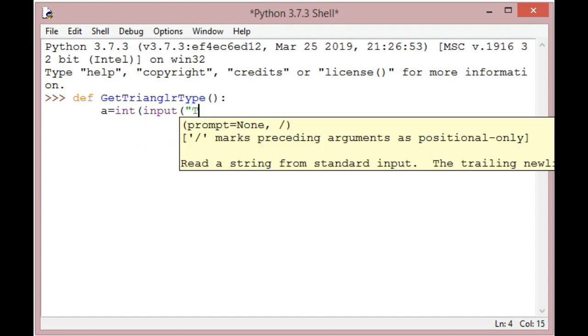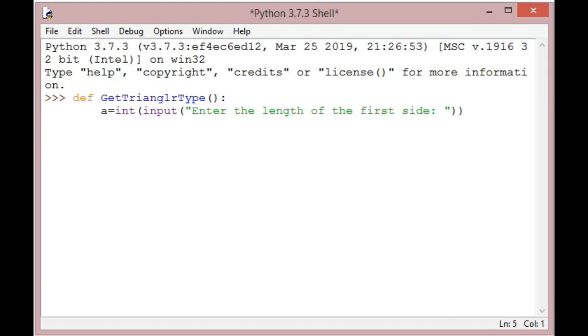So I will write enter the length of the first side. Now in a similar way I will write second side and then the third side.